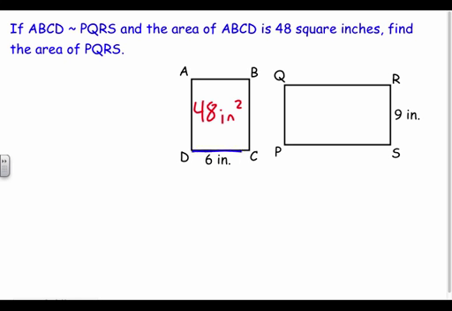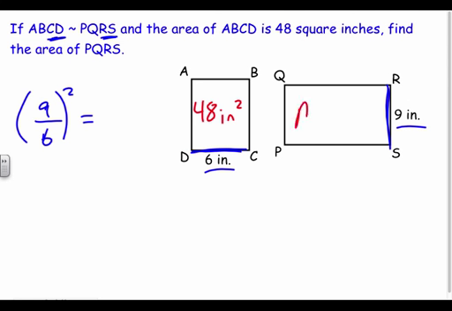So CD matches up with what side on the other one? Well, if I can't remember, go back up and look. CD matches up with RS, right? The similarity statement will show that. And we always put the new one, so 9, over the old one, 6. So I'm going to go 9 over 6. And if I'm applying this to the area, I've got to square it. Then we take the new area, which I don't know, so we'll just call it x for now. x over 48. And then I can solve.